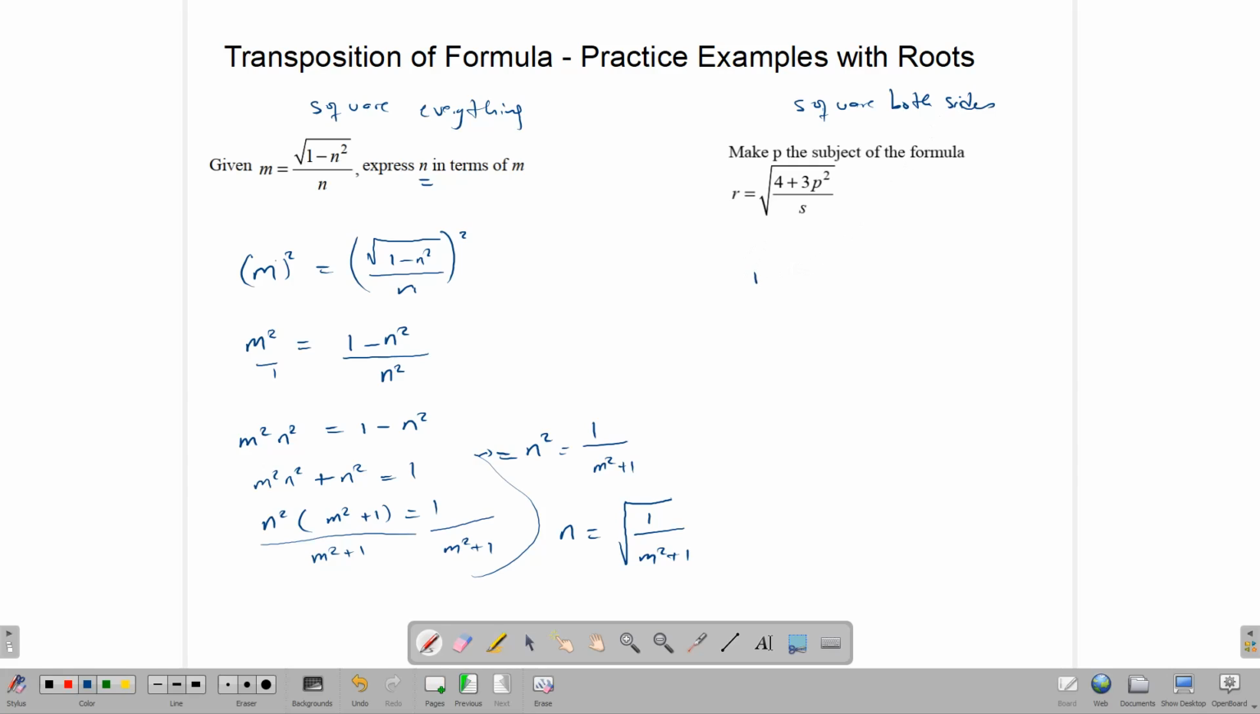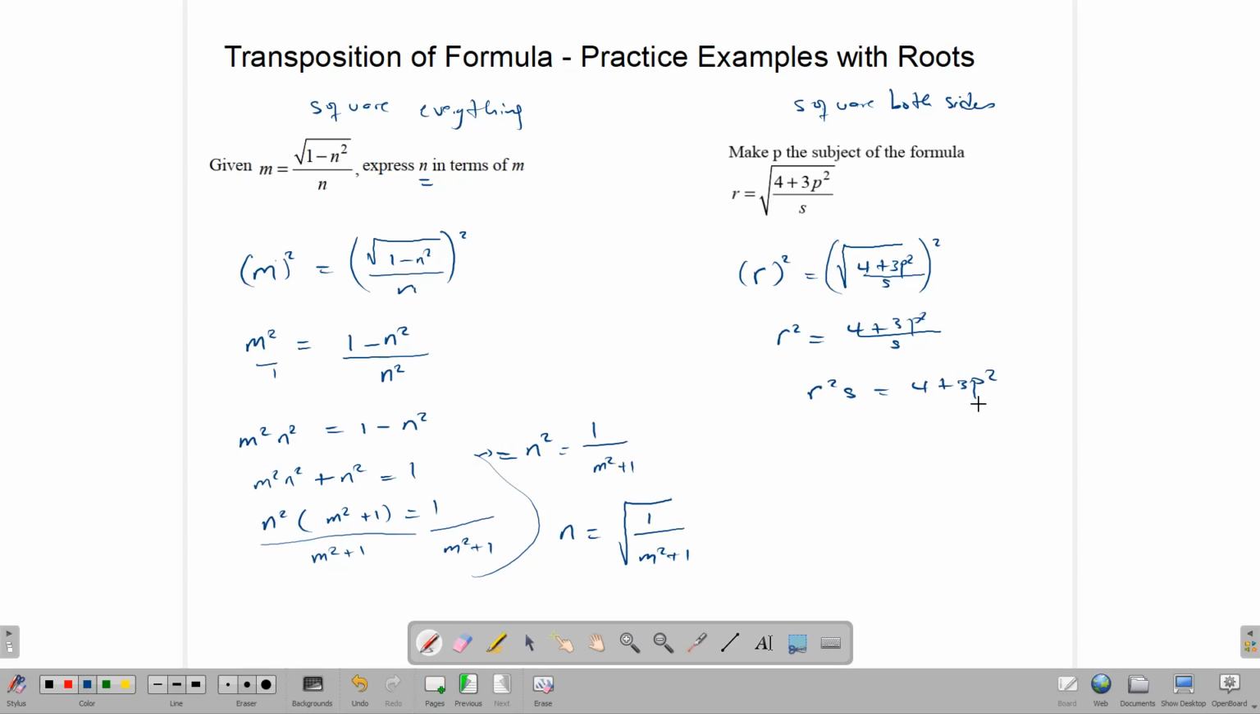Squaring both sides, we have r squared is equal to the square root of 4 plus 3p squared over s. Notice that the s is under the root sign. We're squaring all this. So this will give us r squared equal to, this square will cancel that root to leave us with 4 plus 3p squared over s. This is a fraction, so we can simply cross multiply here to get r squared s is equal to 4 plus 3p squared.